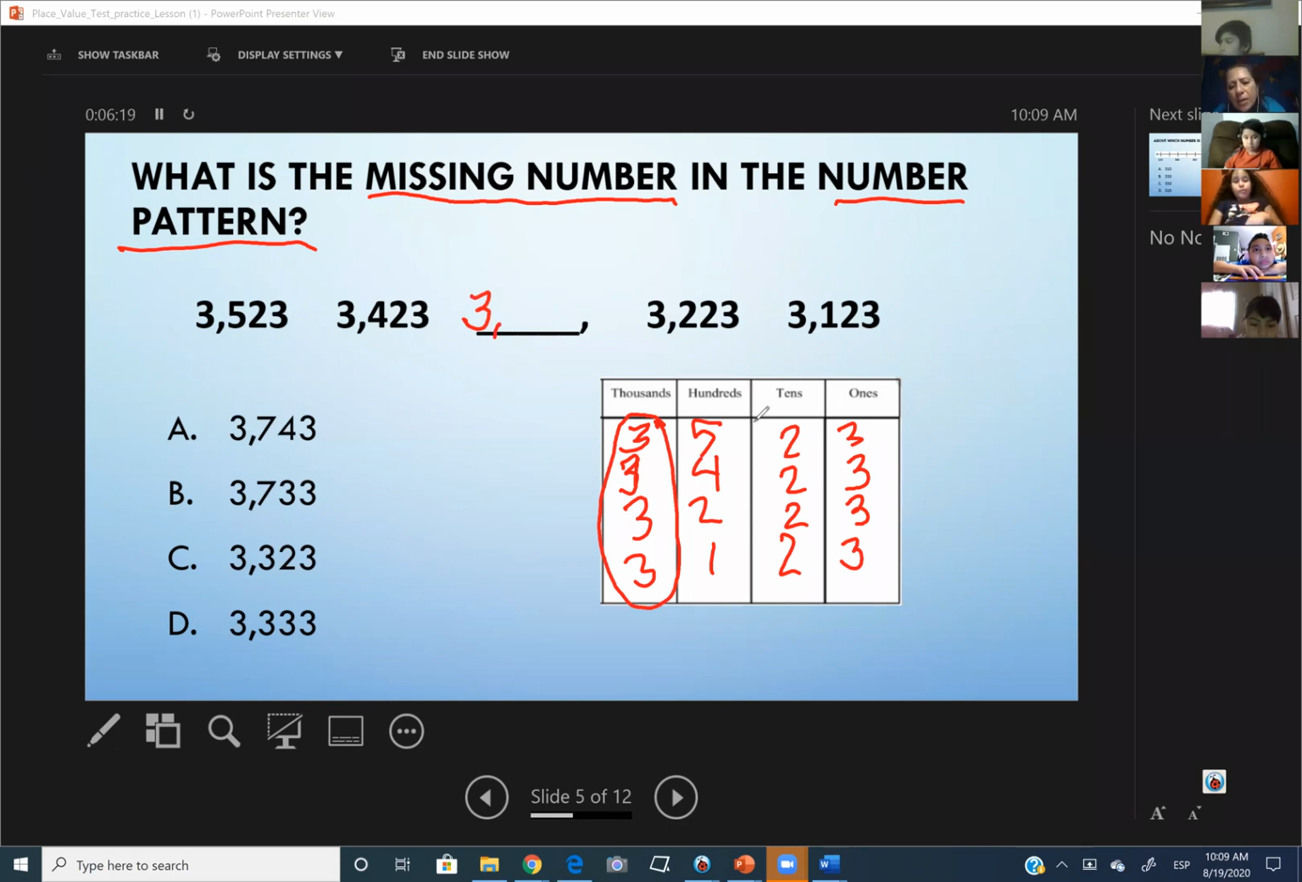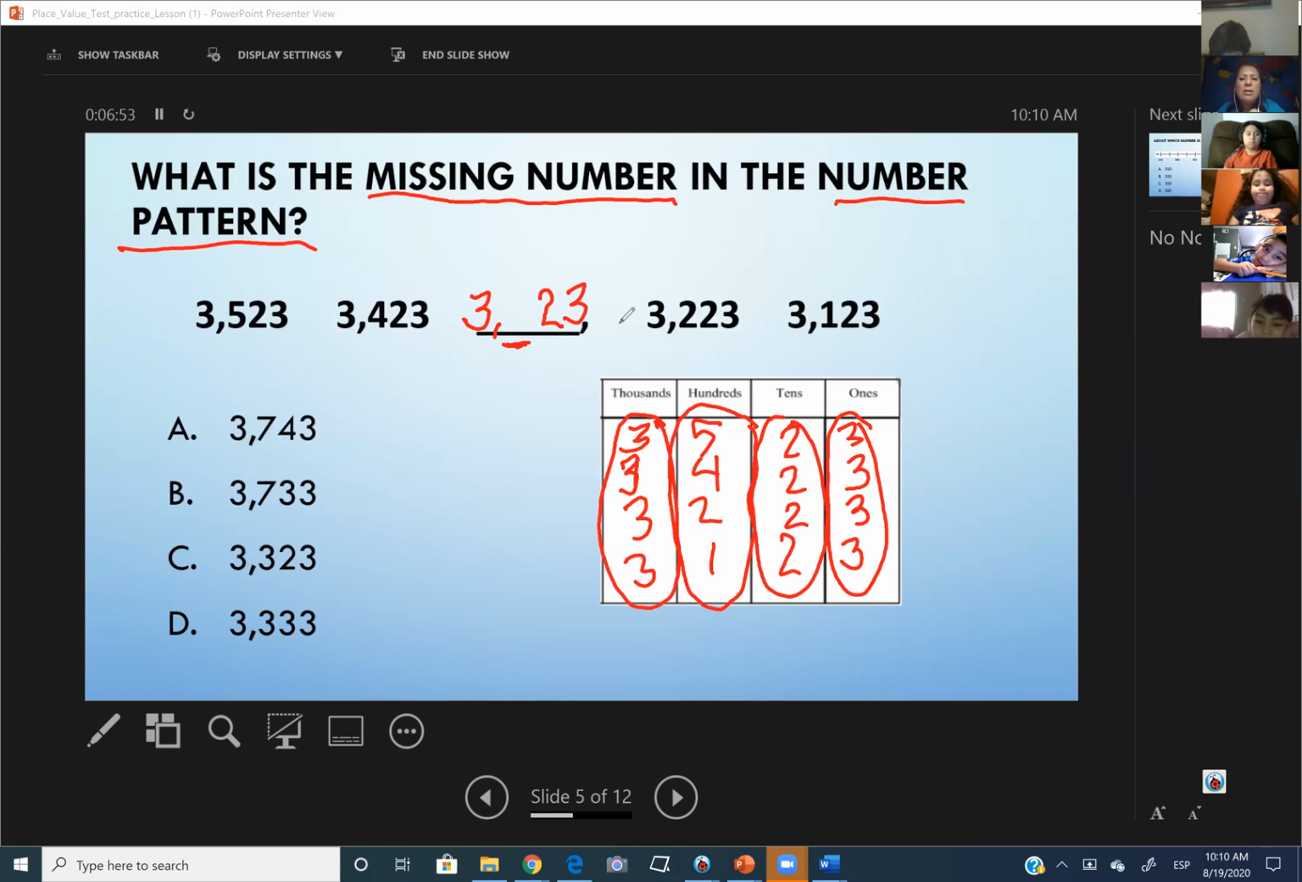Now, I notice that the hundreds are changing and are decreasing in size. So we have 500, 400, 200, and 100. So my missing number, which is here in the middle, must have a number that fits in there. But let me notice one more thing. The tens are the same: 2, 2, and 2. So that means my tens are going to repeat. And I notice that my ones are still repeating: 3 ones, 3 ones, 3 ones. So I must have 3 ones.